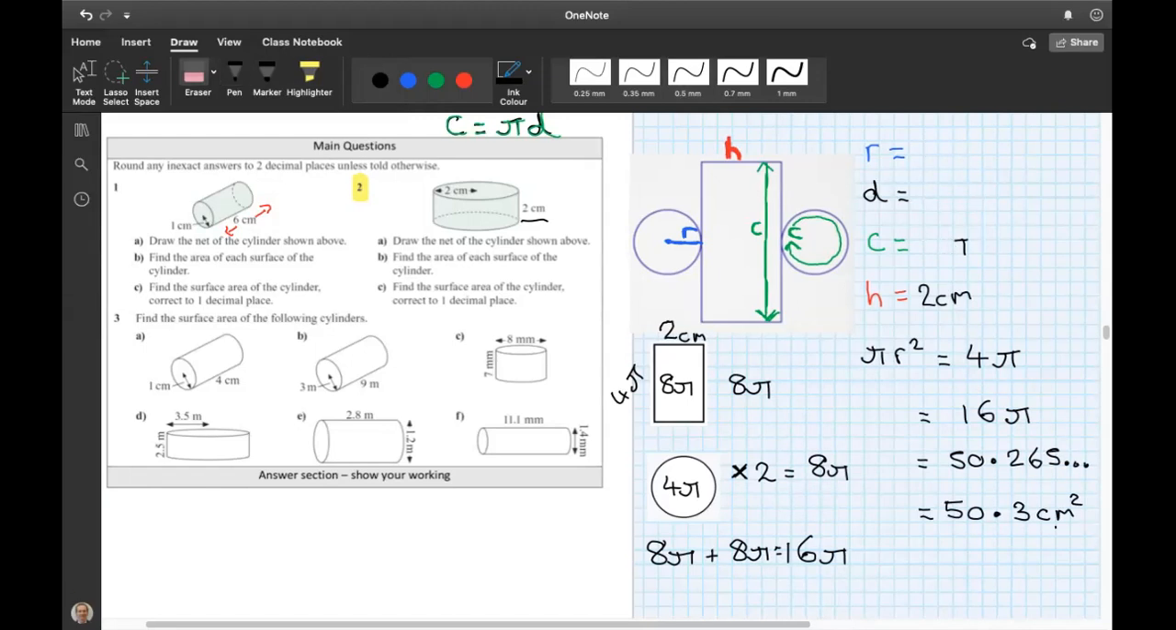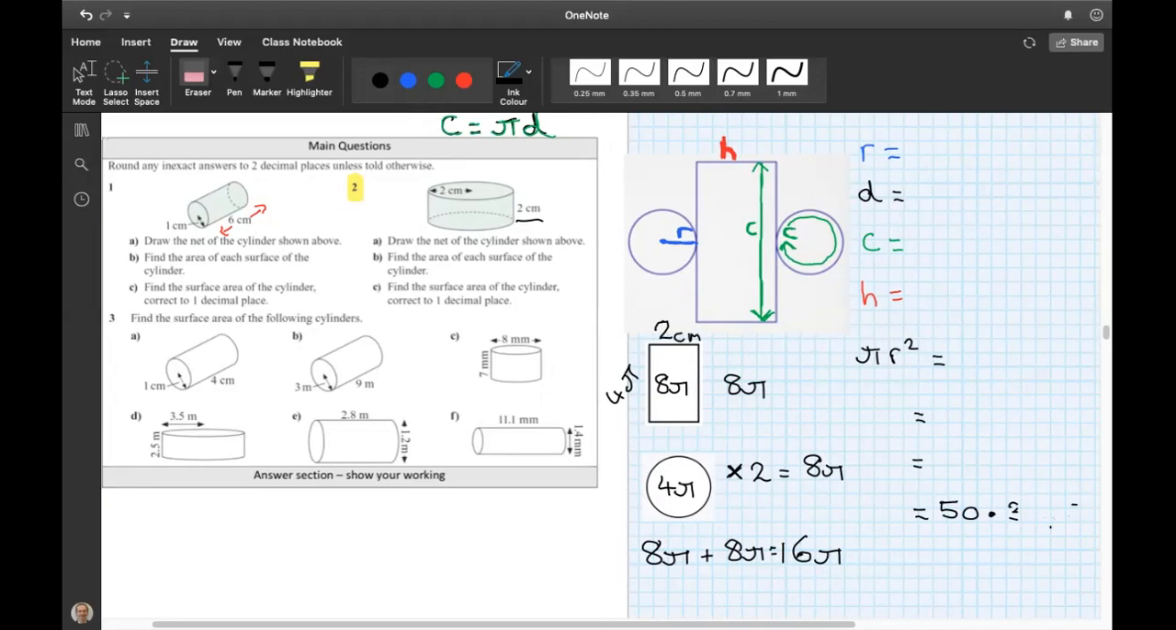Okay, the next questions, they may be presented slightly differently, but we still need the exact same approach. Start by labelling all of your dimensions, and then you can start calculating your individual areas for your faces.